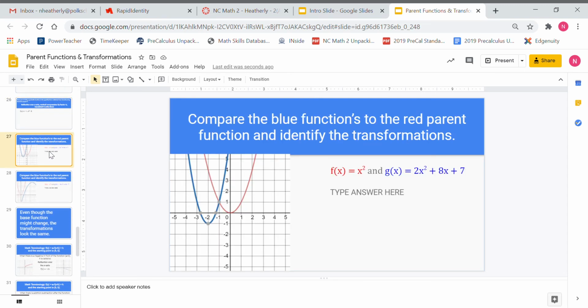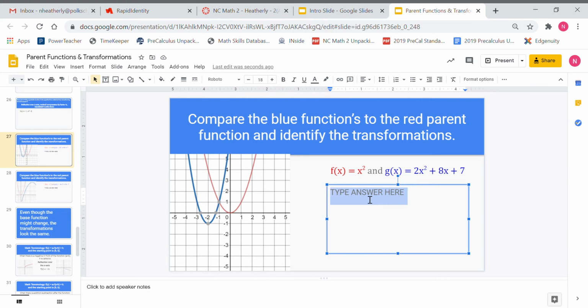All right, and then in the next slide, we have a graph. Compare the blue functions to the red parent function and identify the transformations. Well, first of all, between f of x and g of x, we can see that it does get a little bit skinnier and it shifts over to the left and down below the x-axis. So there's no reflections that take place. It's still a U shape.